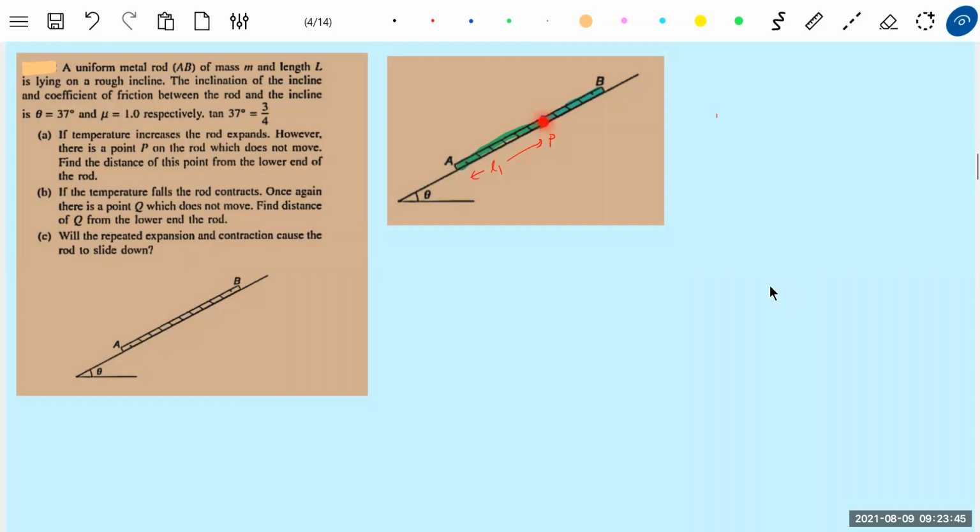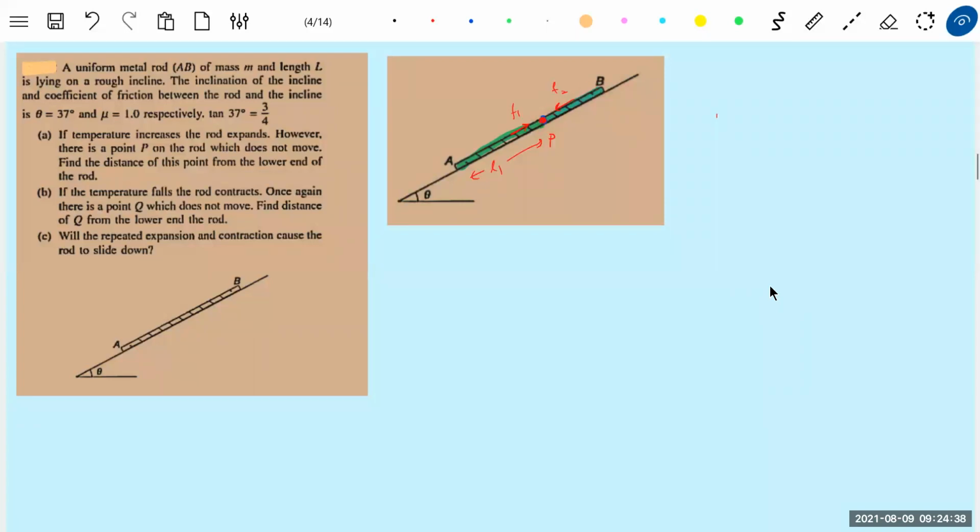So this point P will not move, which means when you raise the temperature, the rod will try to expand. So AP will try to move down, and PB will try to move up. So the friction on the lower part should be upward, and on the upper part it should be downward. There's a point P which will not shift. When you raise the temperature, the lower part has to shift down. Then the inclined plane will oppose the motion of it. So therefore the friction will act on the lower part AP up the incline. The upper part, because the point P should not shift, as you raise the temperature should move up. Then the friction will act down the incline.